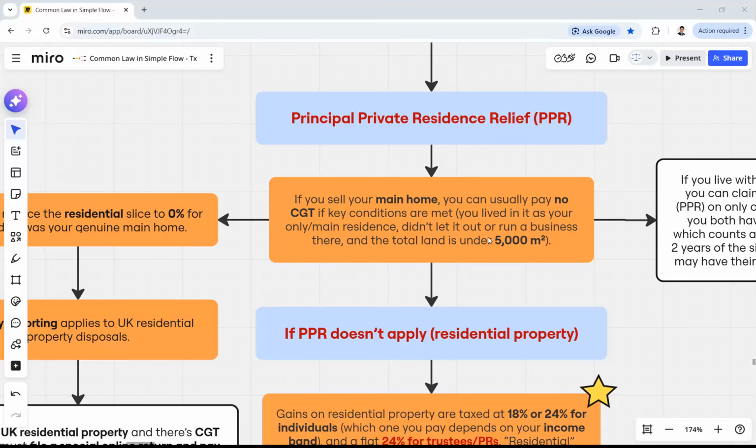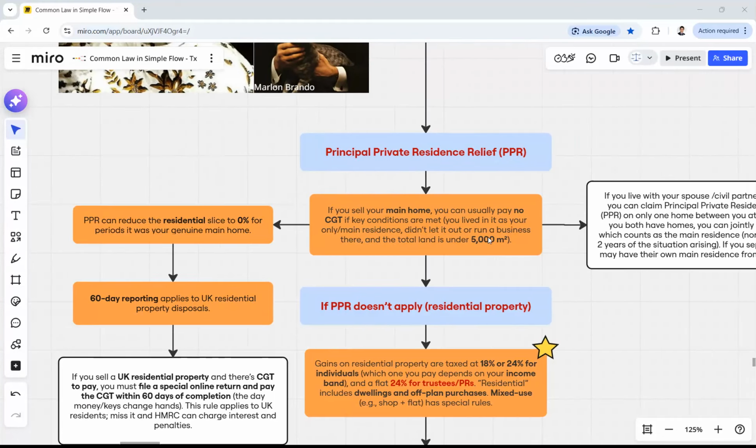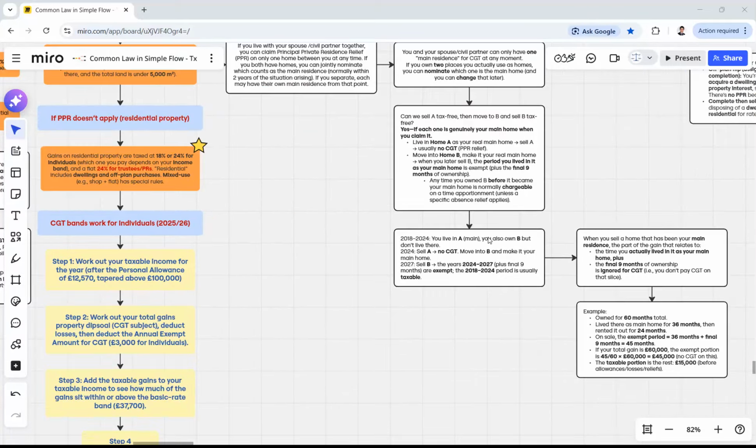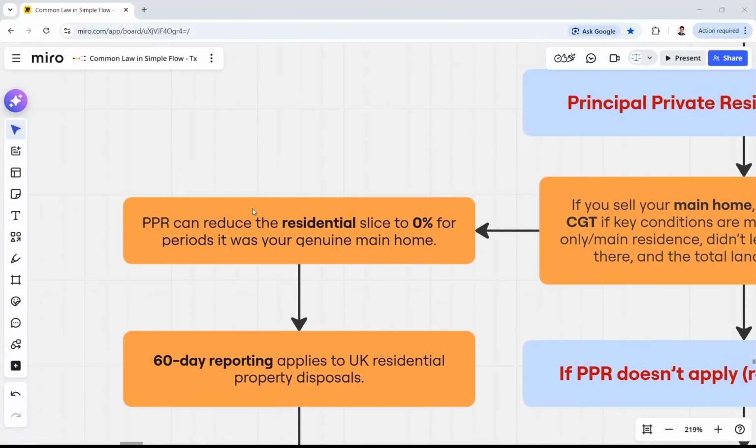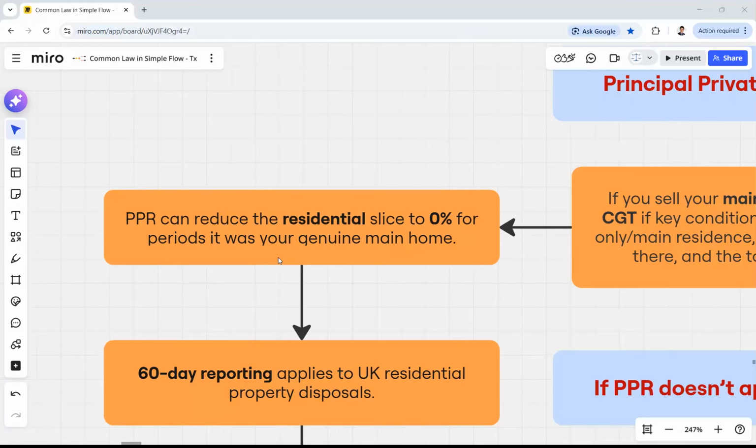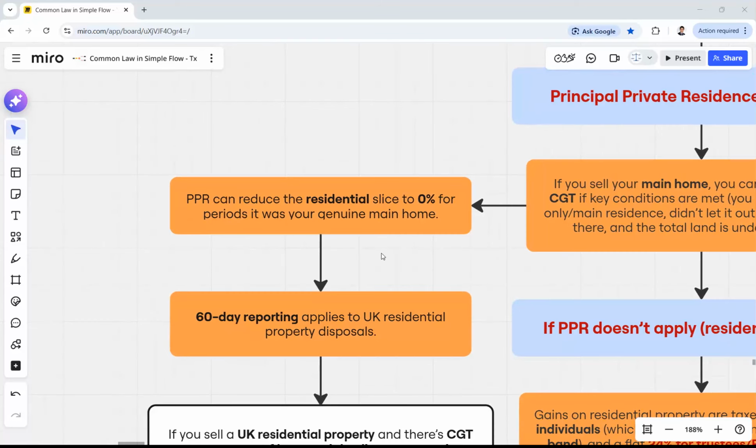So you may have other houses as well, but it should be your main residence, or you just have only that one house. You didn't give it for rent, so you don't live there 10 years but lease it out to other people for 5 of them. And you haven't run a business there. The total land should also be smaller than 5,000 square meters, which is a lot. So, wow, this will be long. Let's just go through the left part. Principal private residence relief can reduce the residential slice to 0% for periods it was your genuine main home.